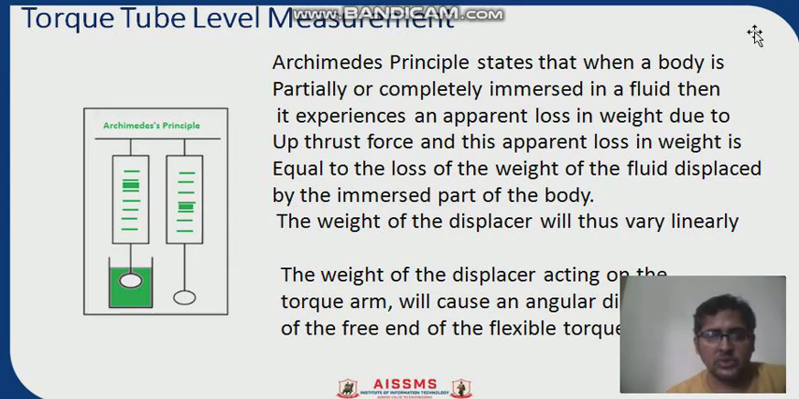The weight of the displacer will thus vary linearly. Here, on the left hand side, there is one tank where the Archimedes principle applies. The weight of the displacer acts on the torque arm. Due to that, there will be some linear displacement inside the measurement, so that the measurement can be visible properly, and there will be a certain level which increases on the left hand side as compared to the right hand side. From this one can easily understand the level of the tank or vessel. So this is torque tube level measurement.